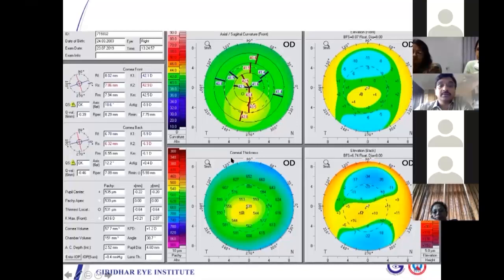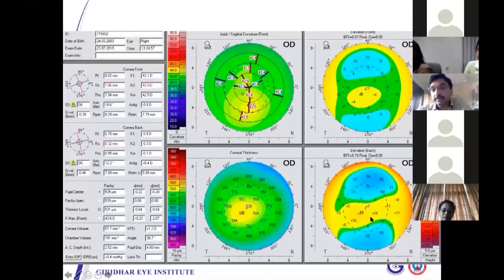So this printout, if you see, is not symmetrical. There is inferior steepening. This is a topo which I showed before. Look at the values, almost 2 diopters of inferior steepening. So is this abnormal? Is this early keratoconus? The pachy map is normal, thinness is normal. Slightly, it is decentered more than what we would like it to be.